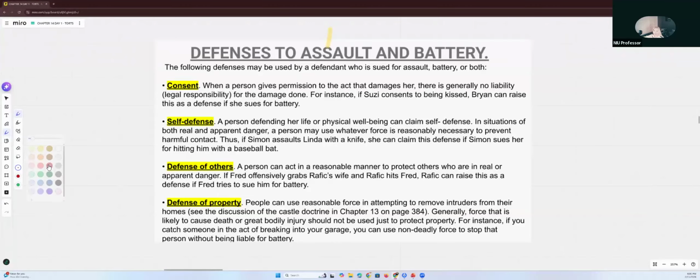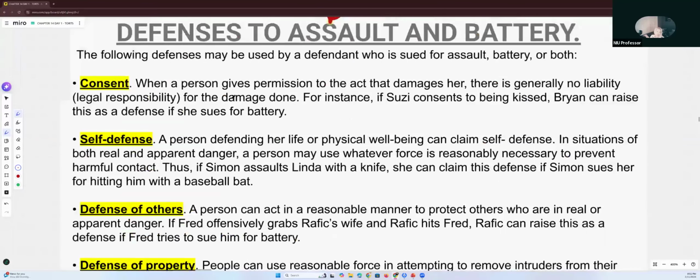These are geared towards assault and battery. So on your charts, if you're making those charts, right below assault, I would put defenses. Right below battery, defenses. So you have to be aware of the defenses too. The following defenses may be used by a defendant who is sued for assault, battery, or is being sued for both. And if our defendant is being sued for both, the defense attorney is going to look for defenses for assault and battery. We need to defend both.